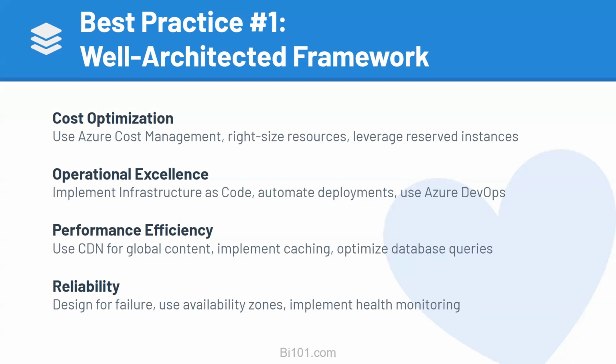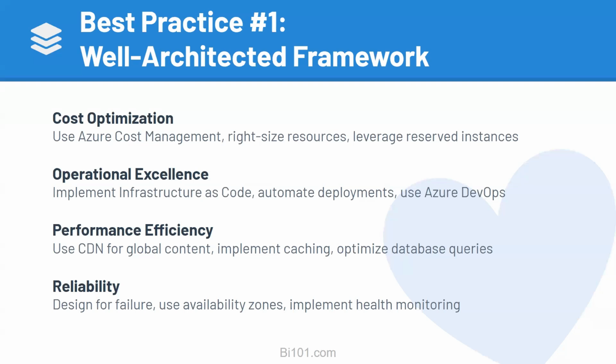Another point to consider is operational excellence. You can implement infrastructure as code, and you can automate deployments or use Azure DevOps. When we say automate deployments, let's say Azure offers you templates for virtual machines that you can use, and you can automate them to deploy at specific times. You can also automate when the VM turns off and turns on again. All of those things can be automated to give you flexibility in operations and also in cost optimization.